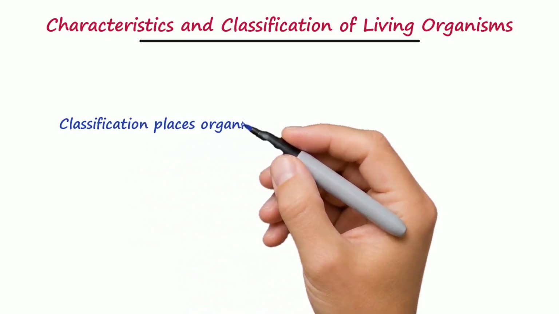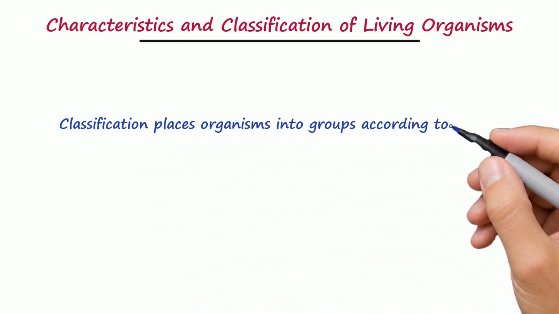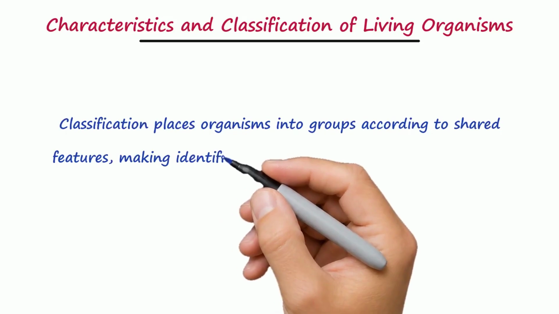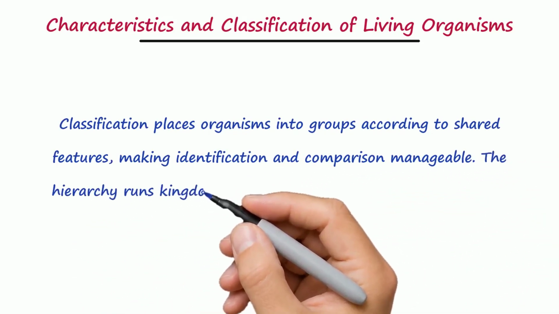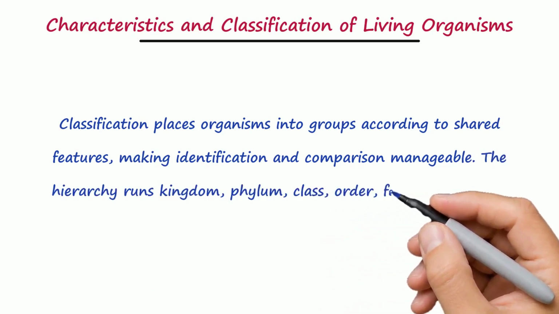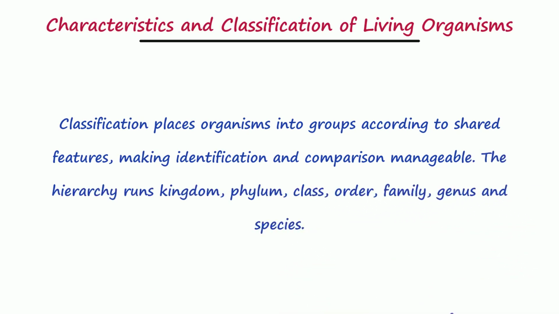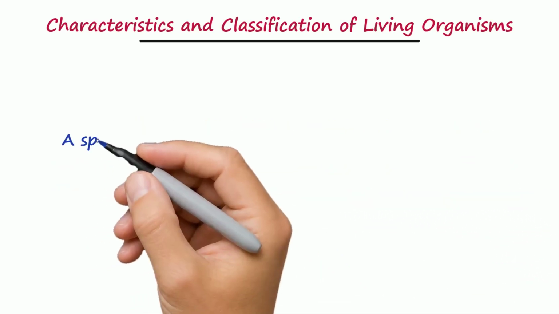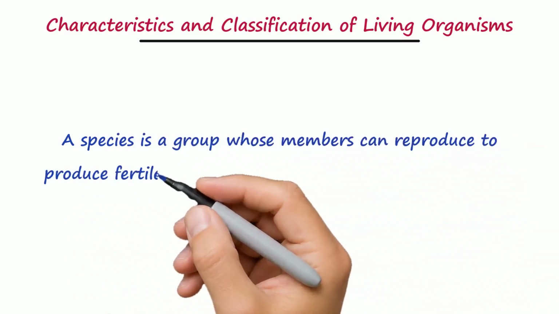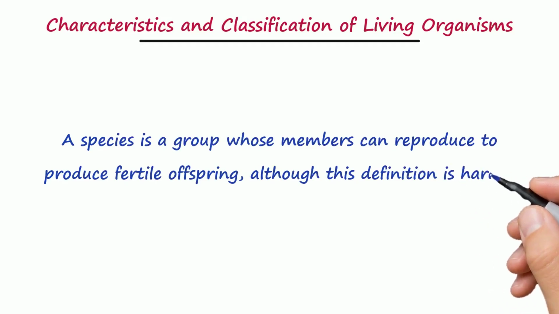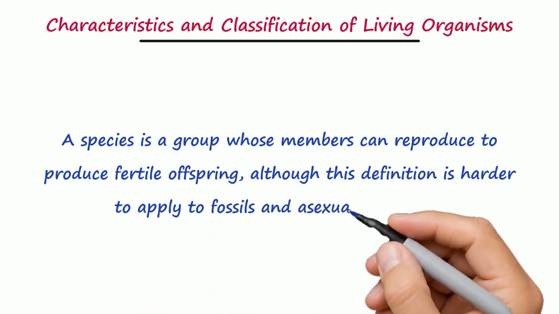Classification places organisms into groups according to shared features, making identification and comparison manageable. The hierarchy runs kingdom, phylum, class, order, family, genus, and species. A species is a group whose members can reproduce to produce fertile offspring, although this definition is harder to apply to fossils and asexual organisms.